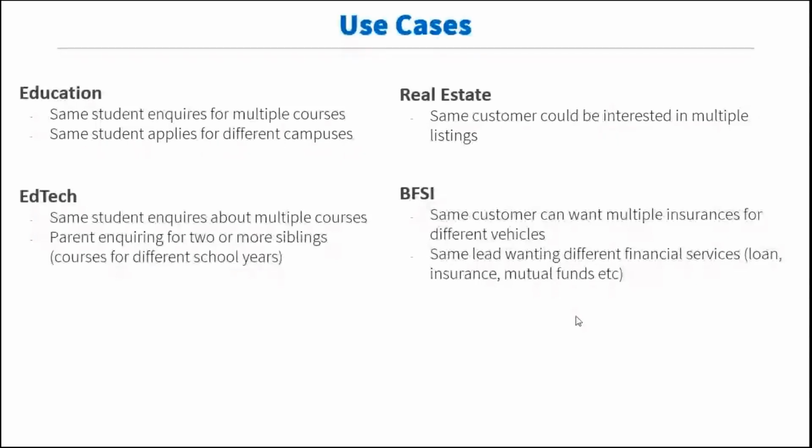So if you're looking at education, the same student can apply for different courses within the same university. And there are also cases where the same student applies for different campuses. If it's a big university and the same university has campuses in different cities, the same student can have different inquiries for the different colleges in different cities, and each will be handled by different sales users.